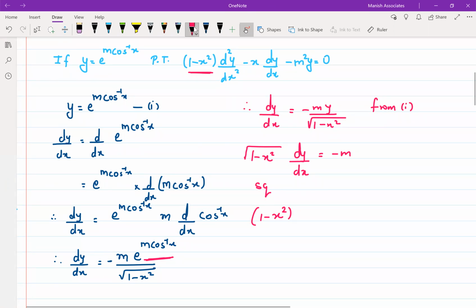Now, this was a small change. It was only minus m y. So I'll square. When I square, I get (1 minus x square) into (dy by dx) the whole square is equal to m square y square. Now I'm in a very good position to start the second differentiation.